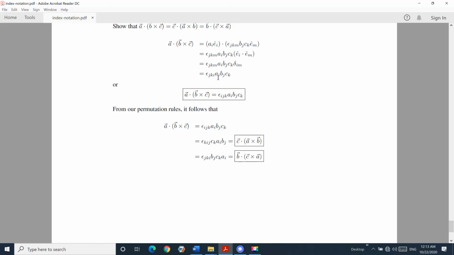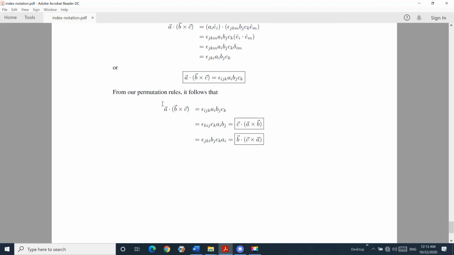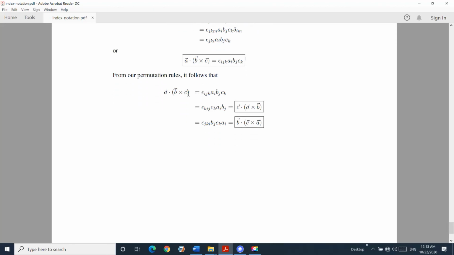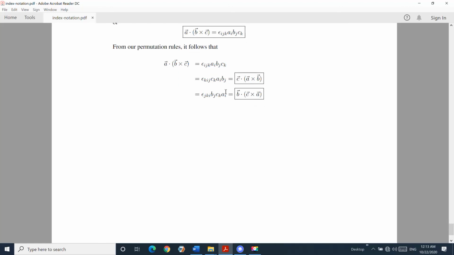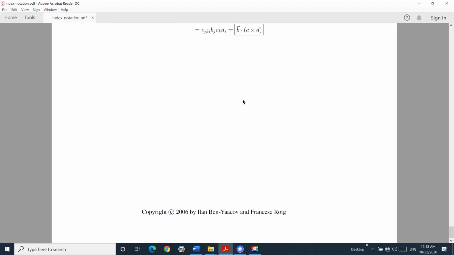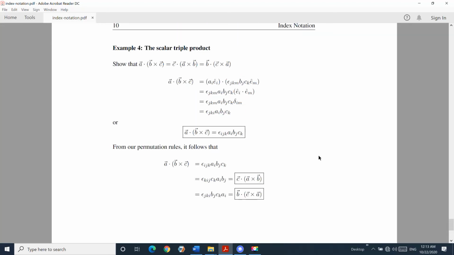And what is this? This is the result of this form, B cross product C, and the result of this dot product with A. From our permutation rules, let's follow that here. What we did, we bring the k, c_j and j, k and b_j and a_i, because we move the index and we obtain this, then we obtain that one. That's why both of them are the right one.